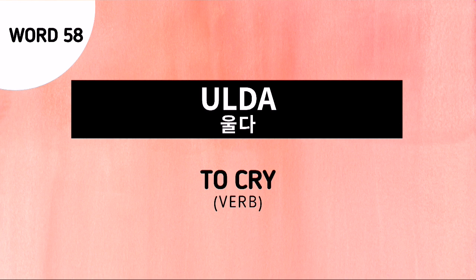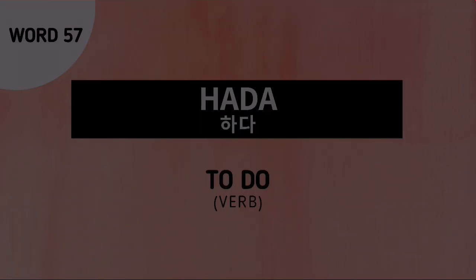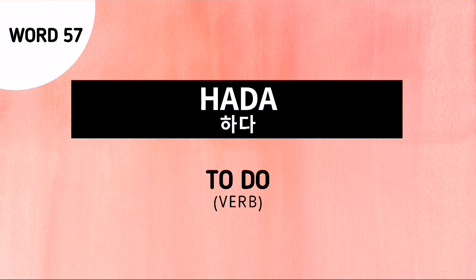Word number 58 is 울다. This is a root verb which means to cry. Word number 57 is 하다. This is another root verb which means to do. Word number 56 is 가다. This is another root verb which means to go.